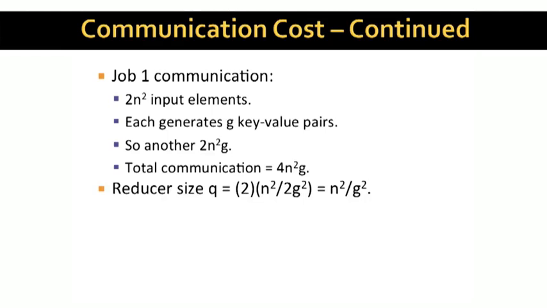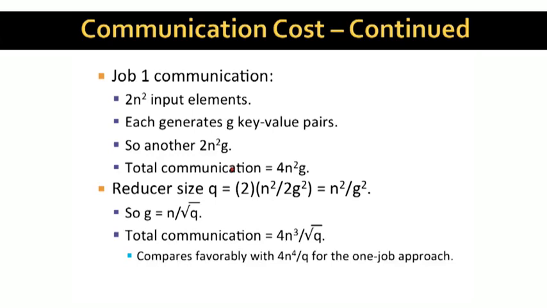Now we need to relate g and q so we can get rid of g and express the communication in terms of n and q only. In the first job, each reducer gets two rectangles. Each is n/g by n/2g, which explains this term. And the factor 2 is there because there are two rectangles input to every reducer. So q is n²/g². Or reversing the relationship, g is n over the square root of q. When we replace g in the total communication, we get 4n³/√q.